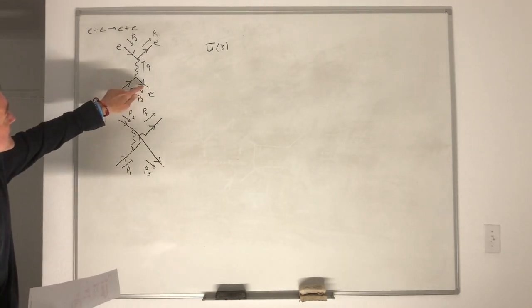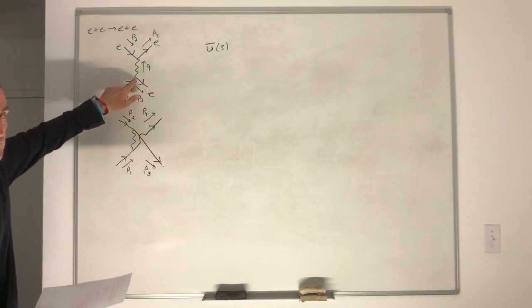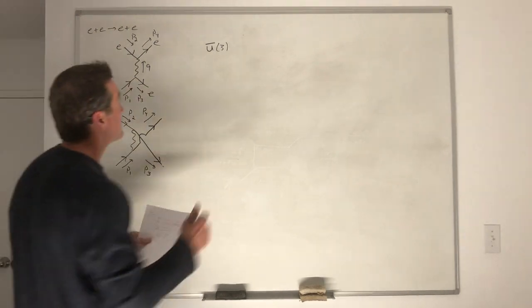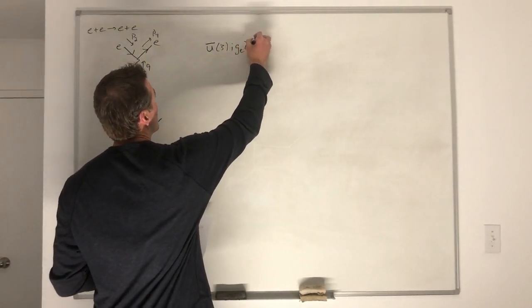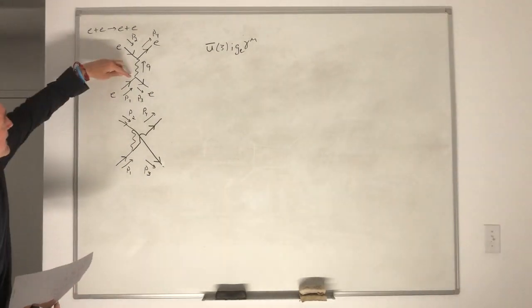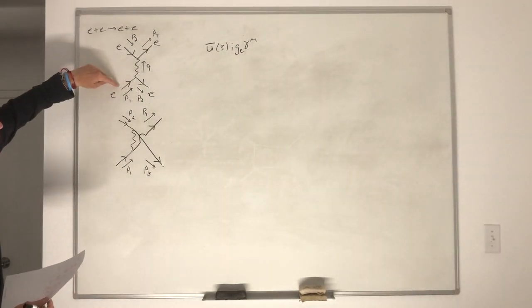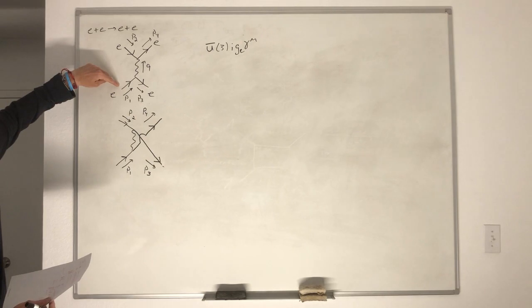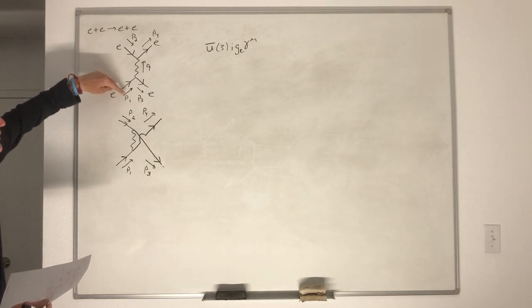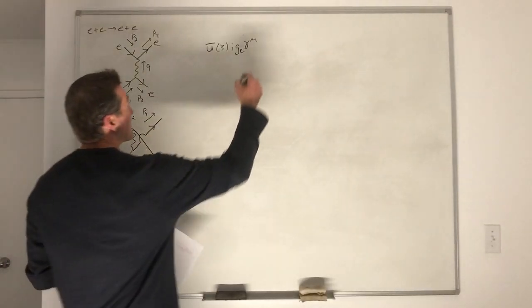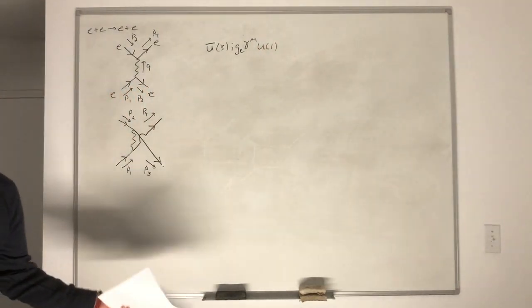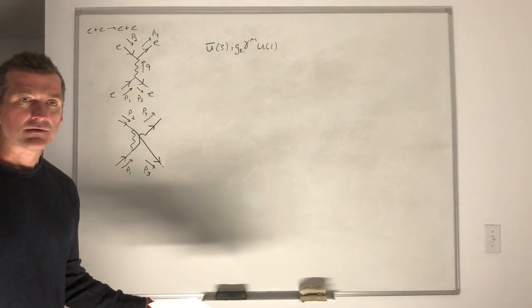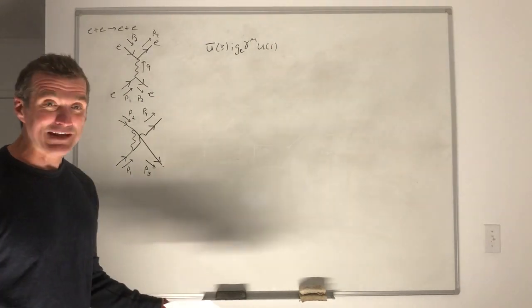Now if I follow this line in, I hit a vertex. So I write down the vertex factor. And then I leave the diagram going along this guy, which is an incoming electron with momentum 1. So that gives me a factor of u1. That's a spinor sandwich. Pretty sweet, right?